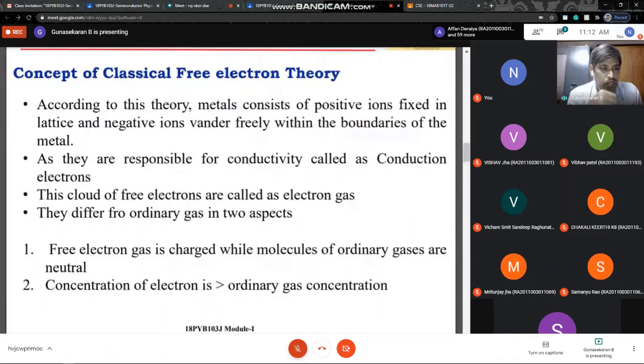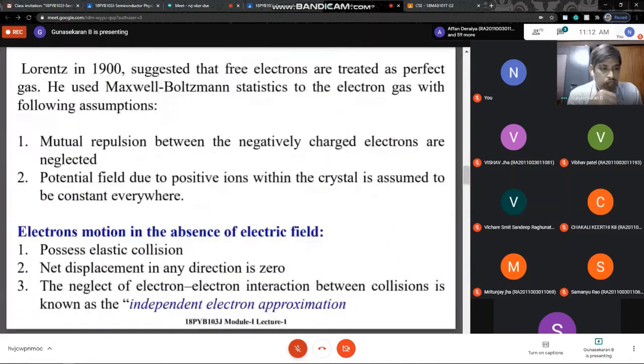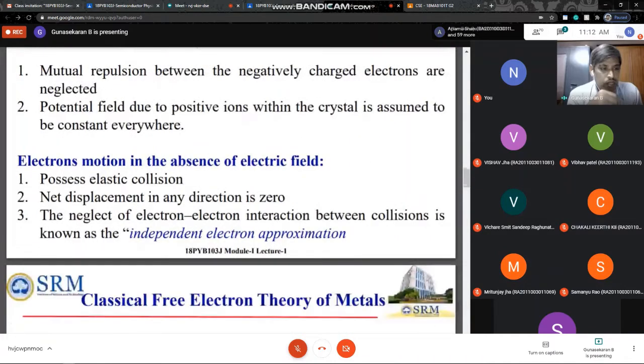Now they assume the following points. First, the collisions are elastic. As I already told, the electrons move here and there, and each time they collide with each other, and all the collisions are elastic. What is the meaning of elastic collision? Any idea? There is no loss of energy. Yes, very good, there is no loss of energy.